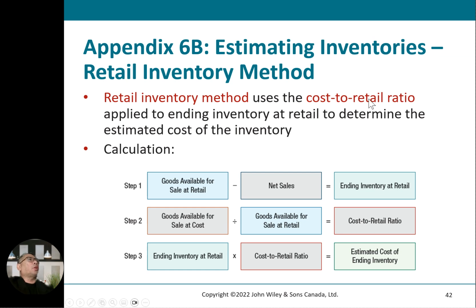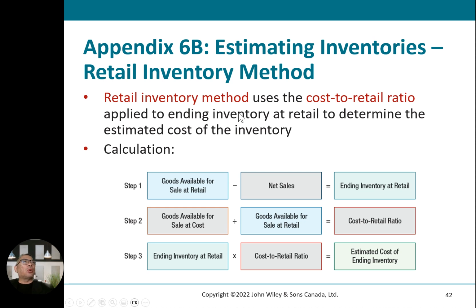And the retail inventory method uses the cost to retail ratio applied to inventory at retail to determine the estimated cost of inventory. Step one is goods available for retail sales minus net sales equal to ending inventory at retail. Step two, cost of goods available for sale at cost divided by goods available for sale at retail. They call it cost to retail ratio. Step three, ending inventory at retail times cost to retail ratio equal to estimated cost of ending inventory. That's how they calculate it.